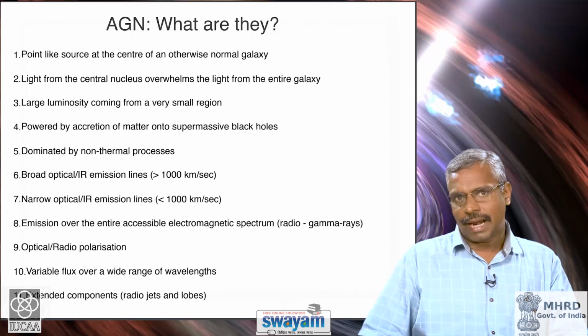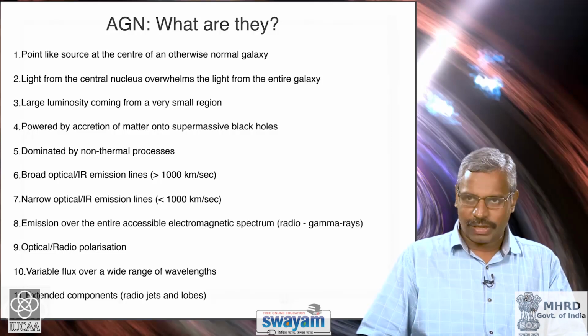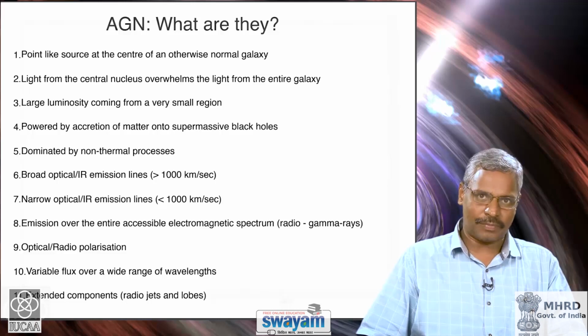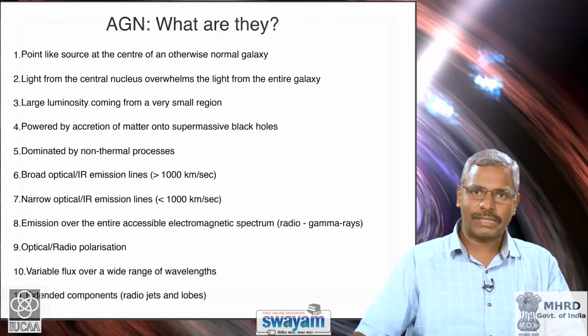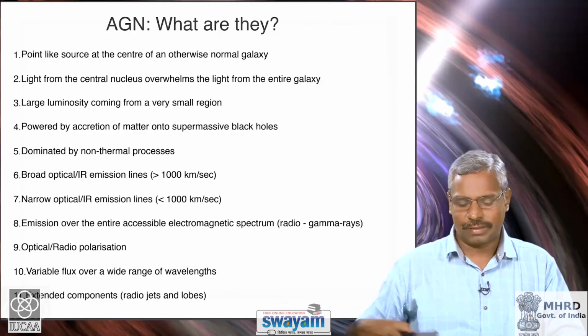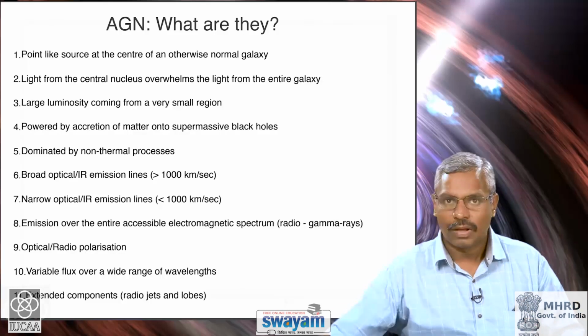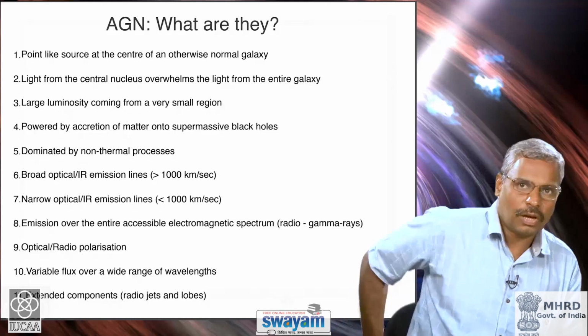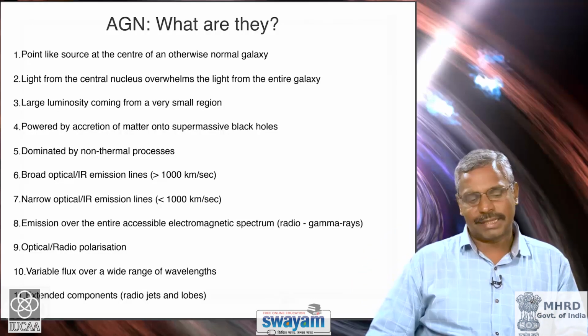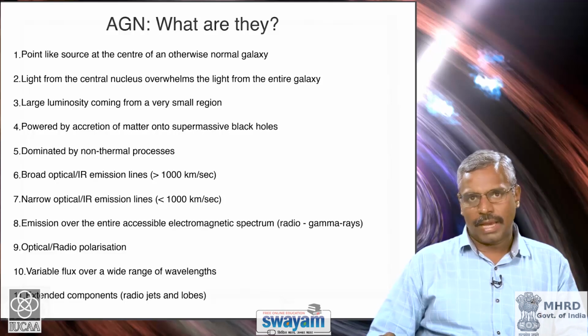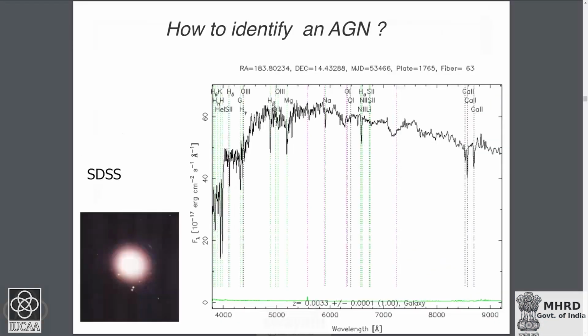And yet another important property of these active galaxies is that they emit radiation over a complete range of the electromagnetic spectrum, starting from low energy radio waves to high energy gamma rays. And some fraction of active galaxies also produce large scale relativistic plasma, which can extend much further from the host galaxy, called relativistic jets. So, this happens in a small minority of active galaxies.